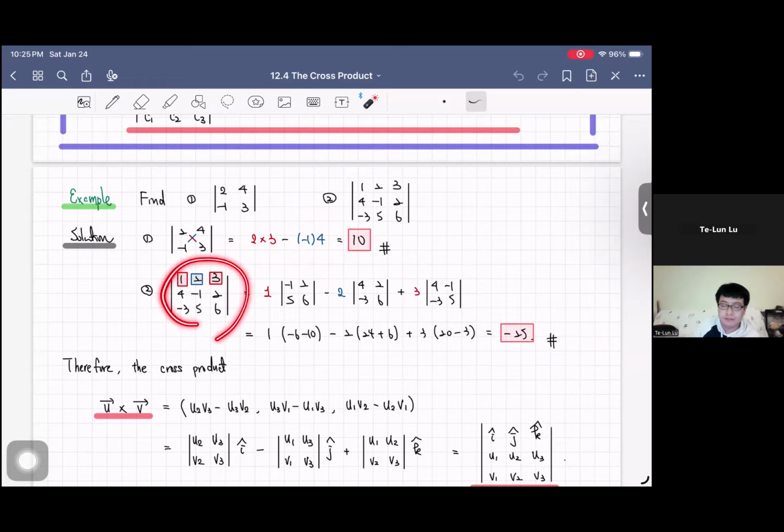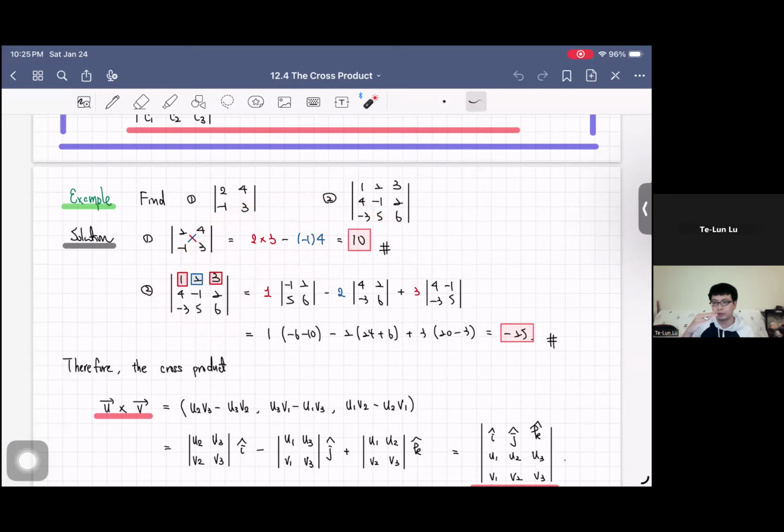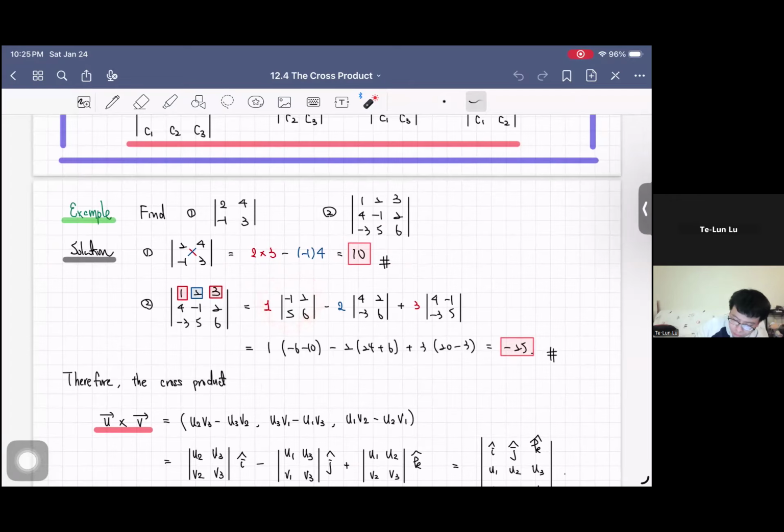Similarly, by the definition of the 3 by 3 determinant, we collect the coefficients 1, 2, 3 in the first row. To determine the associated 2 by 2 determinant, for example for this first entry, you eliminate the row and column that contain it. So you eliminate the first row and the first column, and you get this. For 2, you eliminate the first row and the second column, so you get 4, 3, 2, 6, which is here.